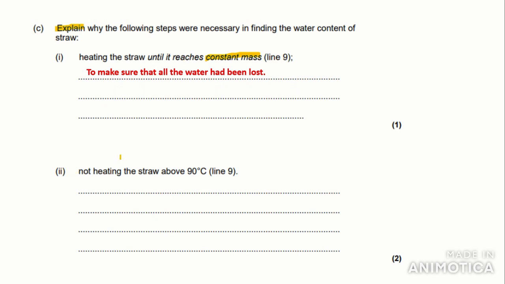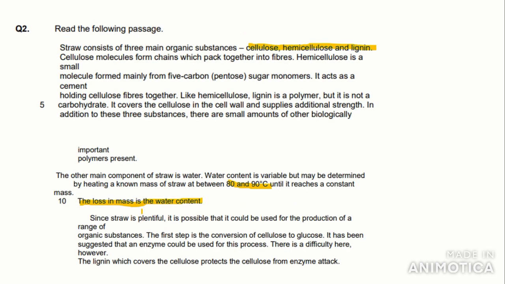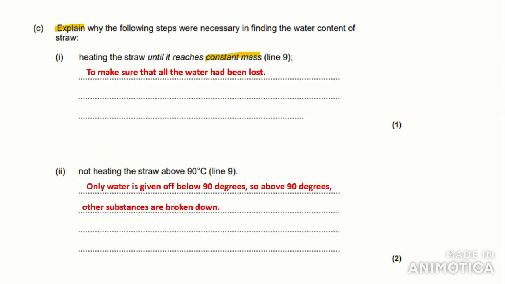So the next part here, not heating the straw above 90 degrees, line 9. So if we go back again, water content is variable but may be determined by heating a known mass of straw between 80 and 90 degrees. So water can be lost between these temperatures. So we can write only water is given off below 90 degrees, as we've seen from the text. So above 90 degrees, other substances can be broken down, which would obscure your results.